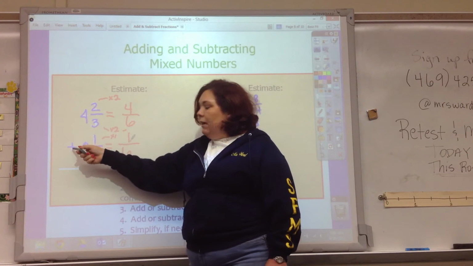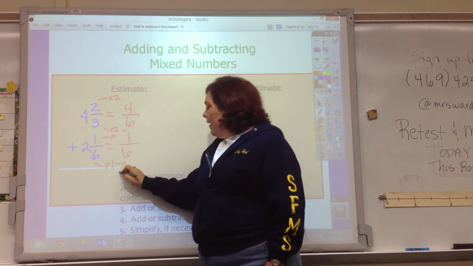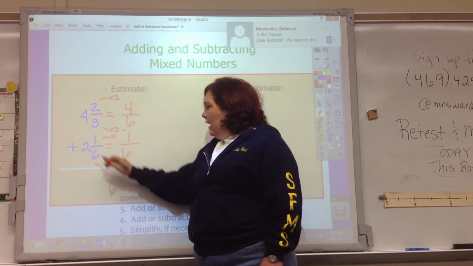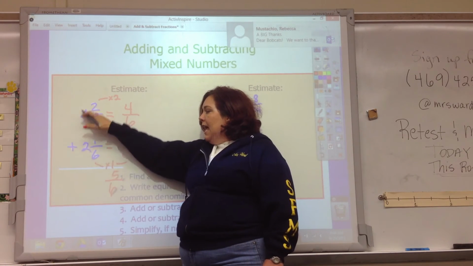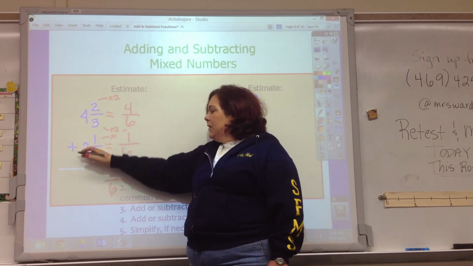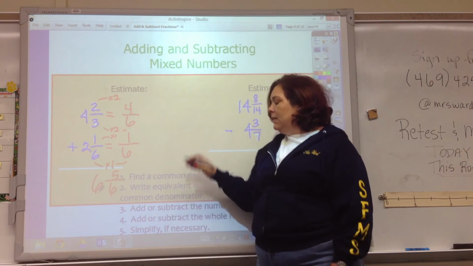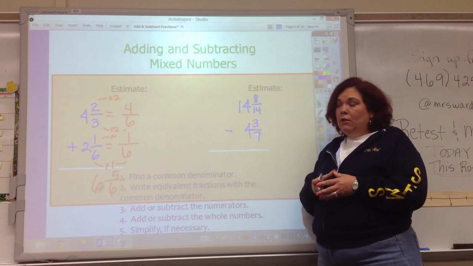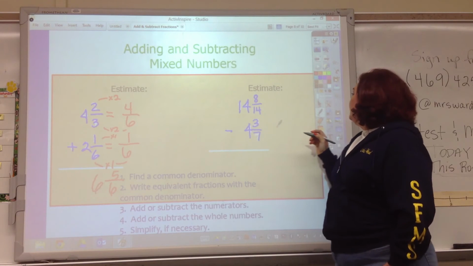Now I look at my sign and I'm adding, so I add my numerators and I get 5, keep my denominator, which is 6, and then I don't forget to go back and remember to add my whole numbers. 4 plus 2 is 6. So my answer is 6 and 5/6. And I've gone through my checklist and I've done everything I'm supposed to do. So let's do this one.